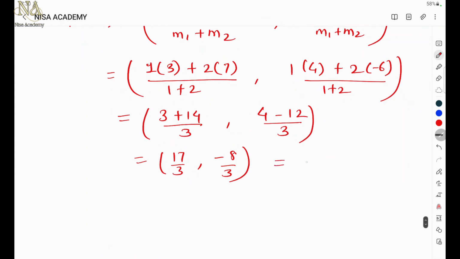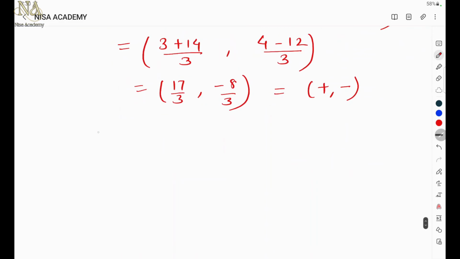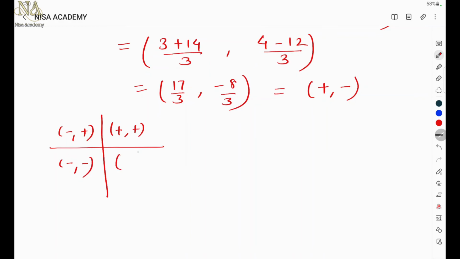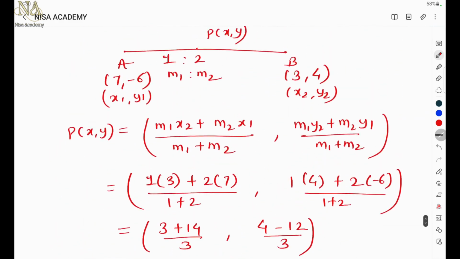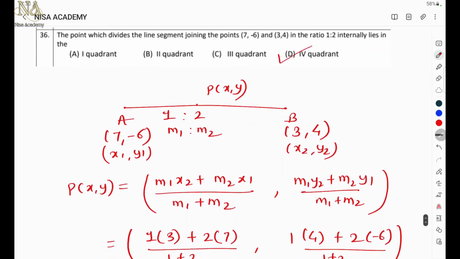Now see, this is what? Positive, negative, correct? And you know, there are 4 quadrants in our coordinate system. So in the first quadrant, both are positive. In the second, it is negative, positive. In the third, both are negative. In the fourth quadrant, it is positive, negative. So now see, which quadrant? Yes, exactly, fourth quadrant. So the answer is option D, fourth quadrant, okay? Yes, this is how you find it.